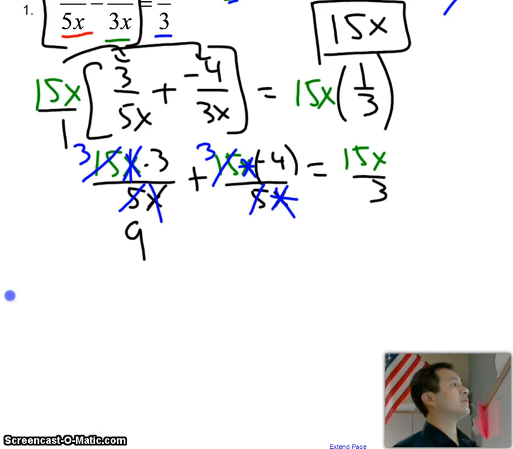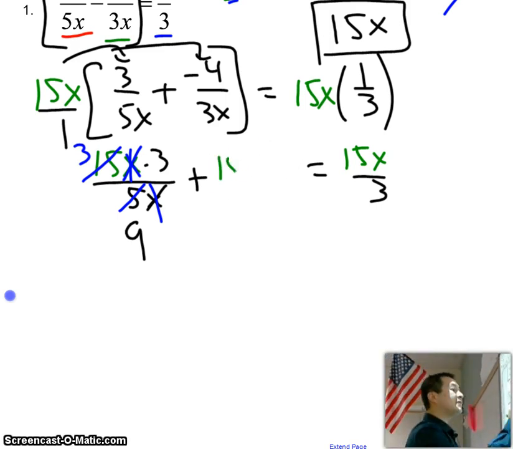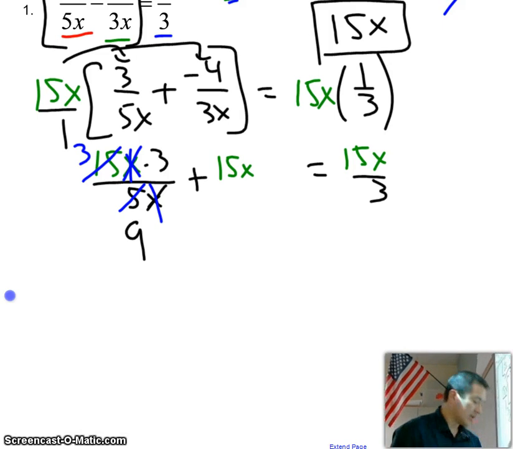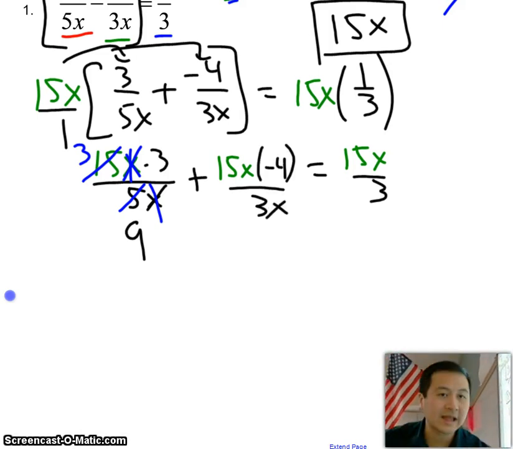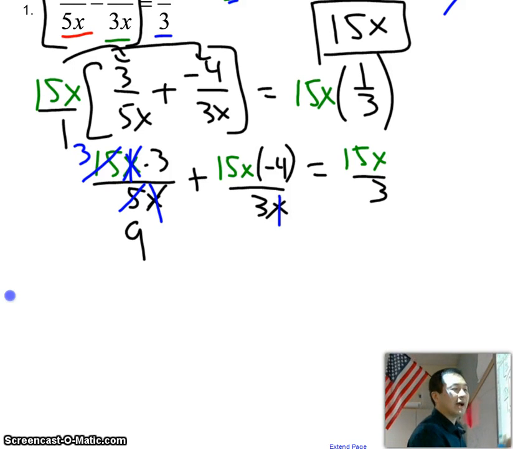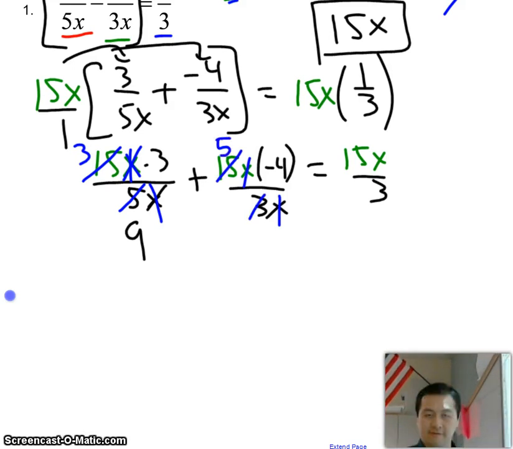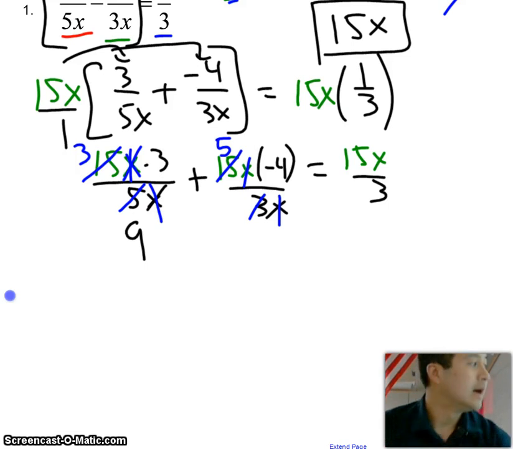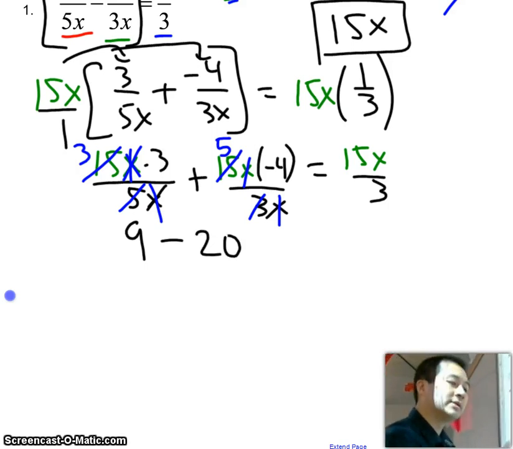Oh, geez. Sorry, guys. I rewrote that wrong. This at the bottom is a 3x. That didn't look right to me. So the top is 15x times negative 4 over 3x. Okay, once again, the x's simplify, cancel out. The 3 and the 15 cancel out to leave a 5. The top is all gone. The bottom's all gone. The top becomes negative 20.